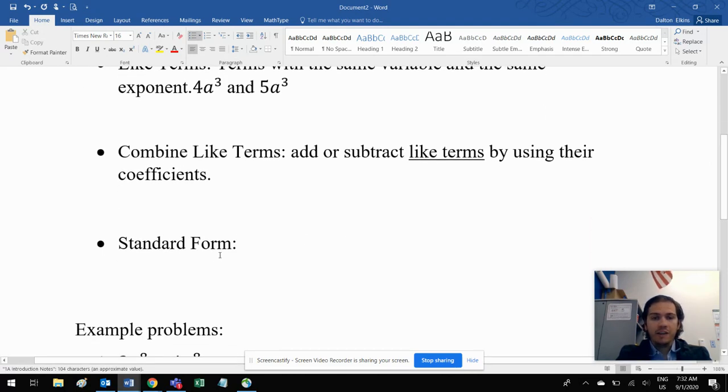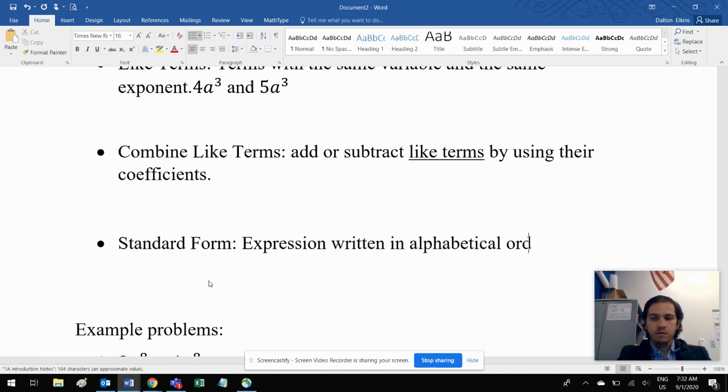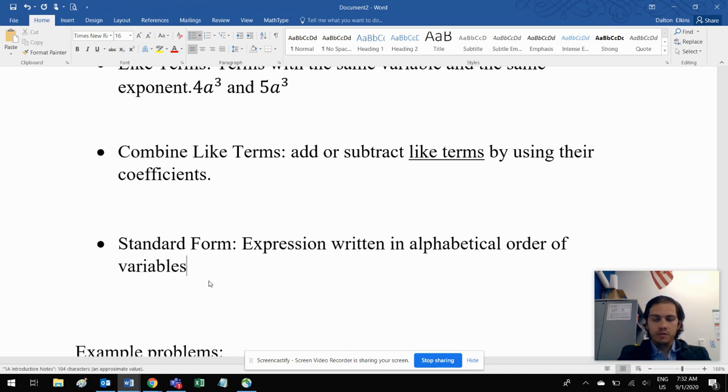The last thing we need to talk about is standard form, which is kind of like your finished product here. After you combine like terms, you write it in standard form, which is an expression written in alphabetical order of variables and decreasing order of exponents.